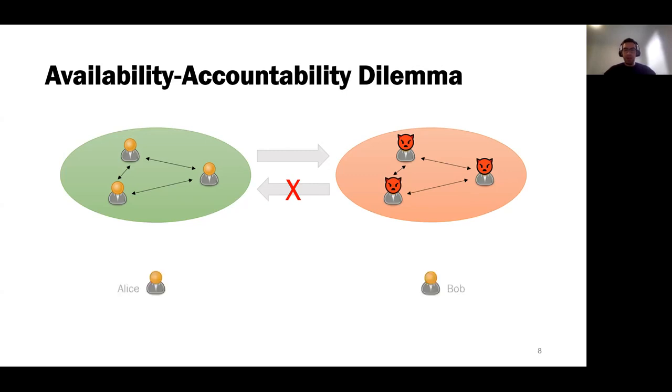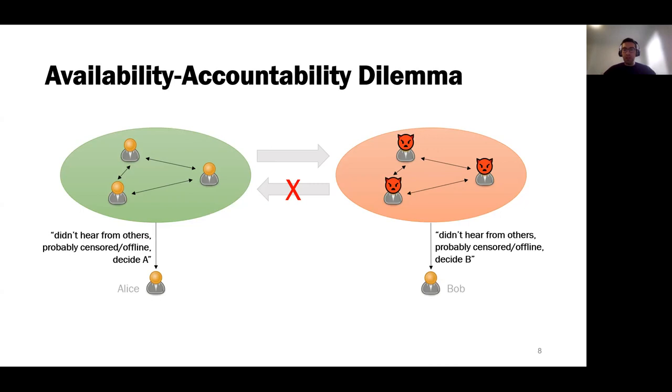Let's consider two clients, Alice and Bob, that are trying to learn about the latest consensus messages. Upon contacting the validators, Alice would hear back from the honest ones. The honest validators would tell Alice that they did not hear back from any other validator, so these other validators must probably be offline or forced offline or censored. In this case, the honest validators would tell Alice to decide A as the consensus decision. On the other hand, upon contacting the validators, Bob will hear back from the adversarial ones. The adversarial validators will tell Bob they also did not hear back from the other validators, so all other validators must probably be also offline. These adversarial validators, however, would tell Bob to output B as the consensus decision.